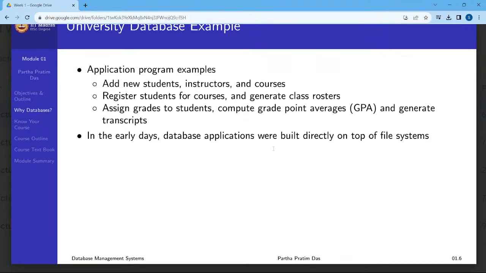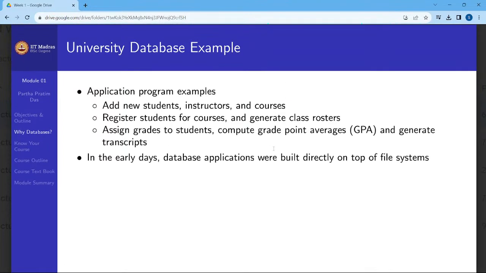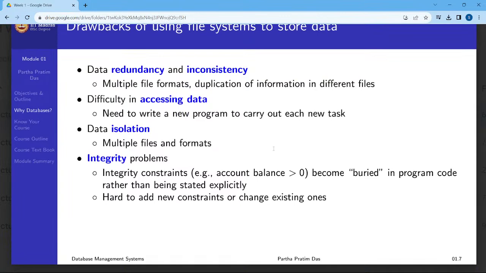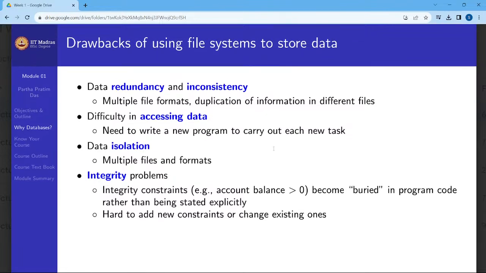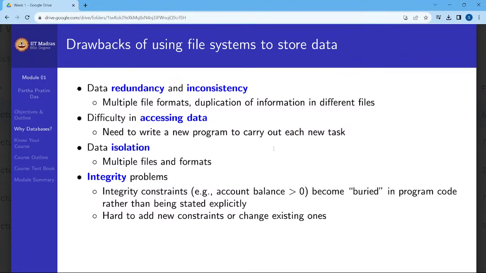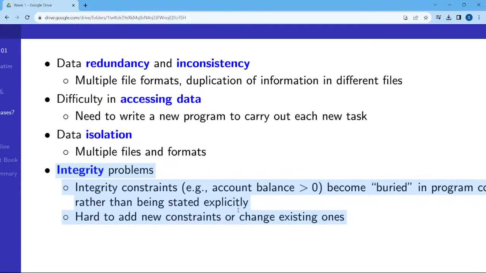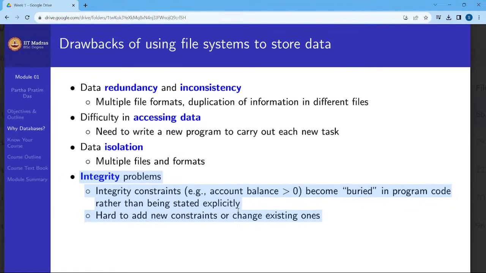Okay, let's see a university database sample. Let's leave this. Okay, data redundancy and inconsistency, accessing data, data isolation, integrity problems. Okay, this is important. Data integrity problem. Integrity constraints become buried in a program rather than being stated explicitly. Okay, hard to add new constraint or change existing one.